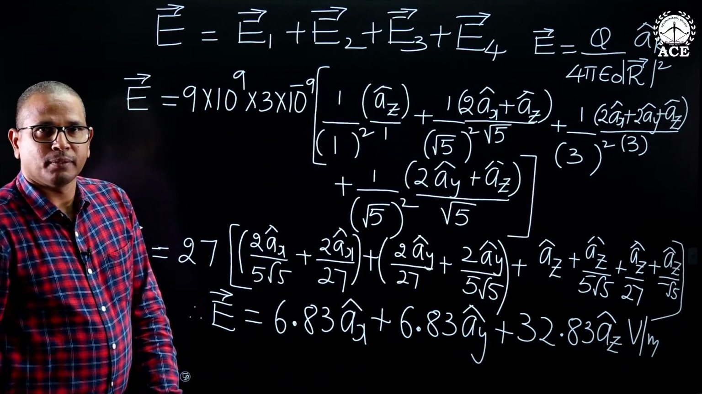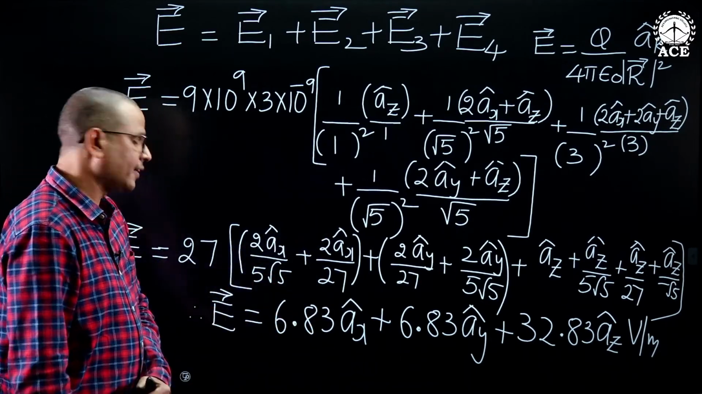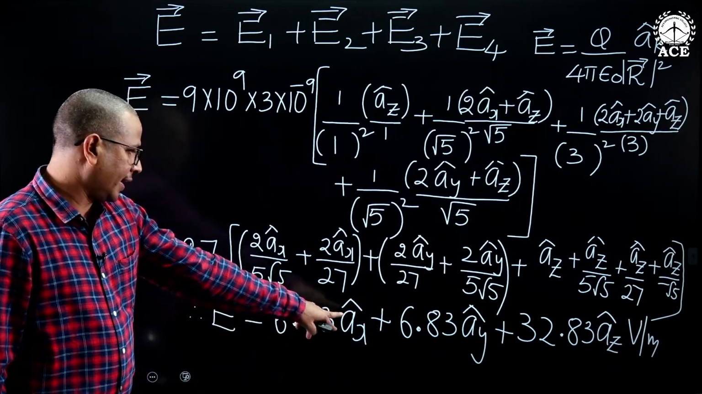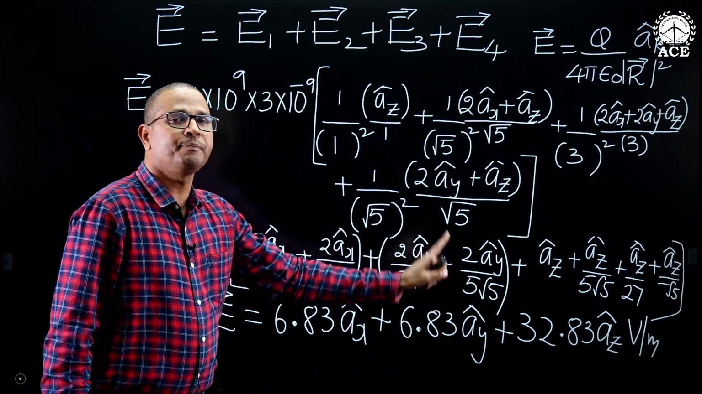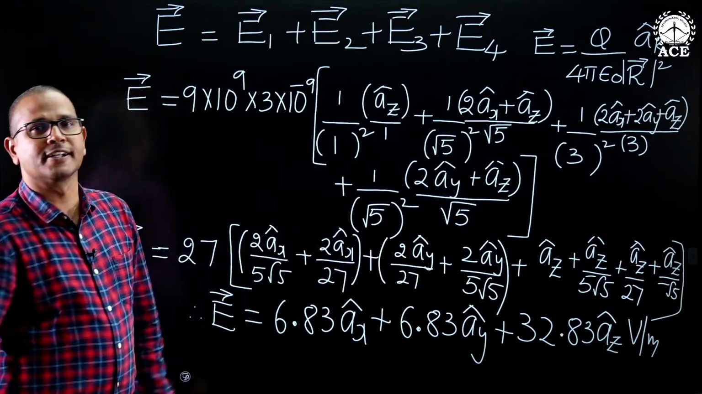You can also verify from your calculation part. You know how to calculate. Using your calculator, you check. If any discrepancy, you can tell me. So 6.83 ax cap plus 6.83 ay cap plus 32.83 az cap. This is your final answer, dear students.